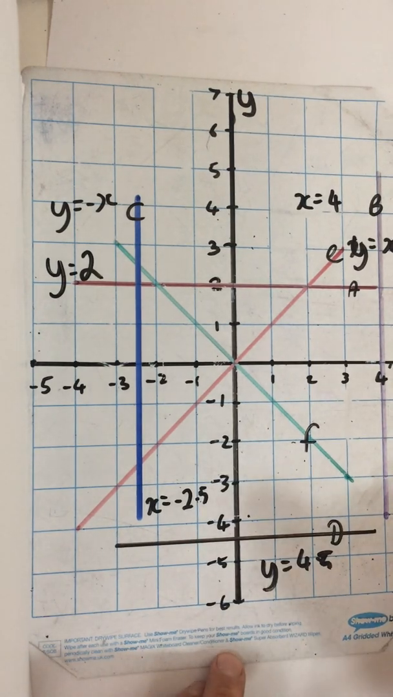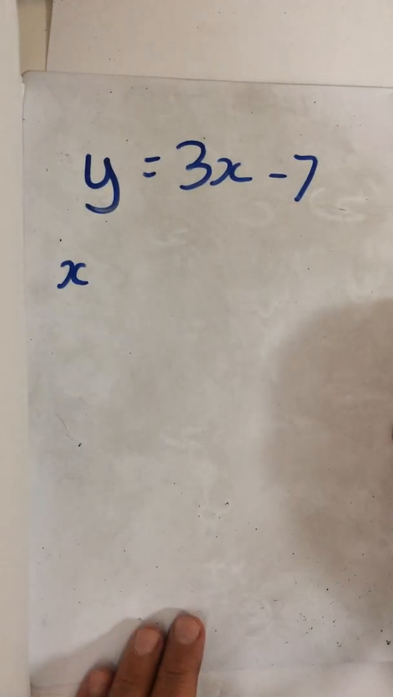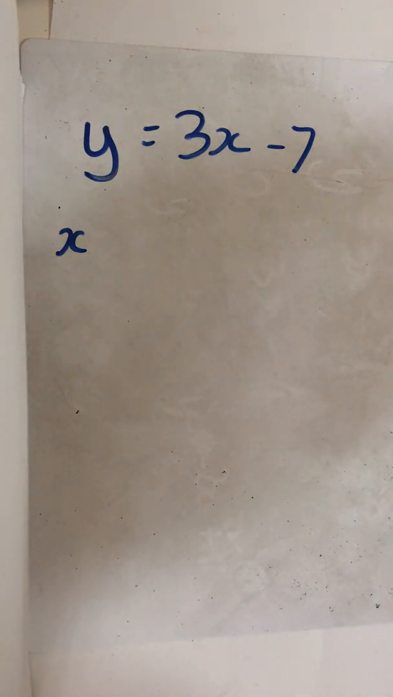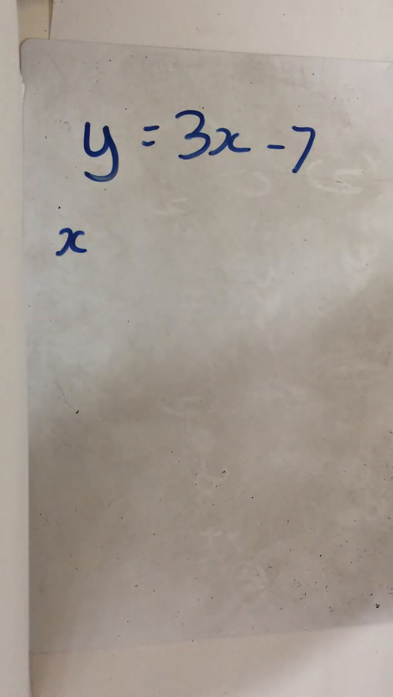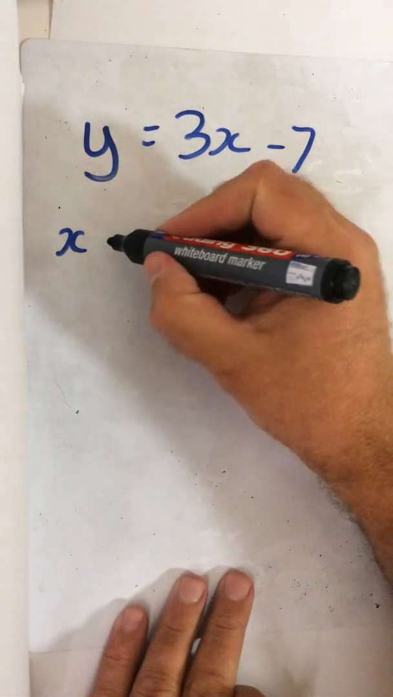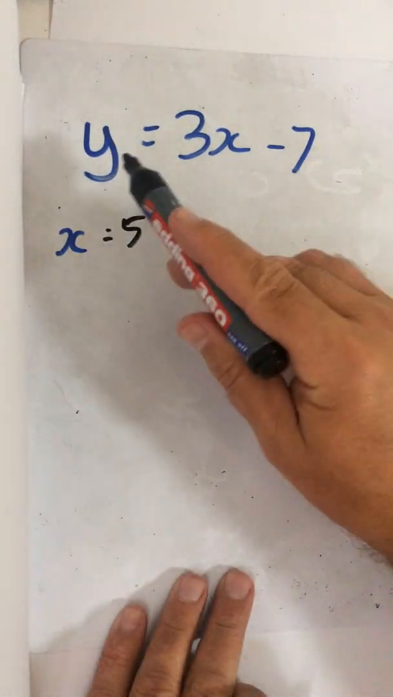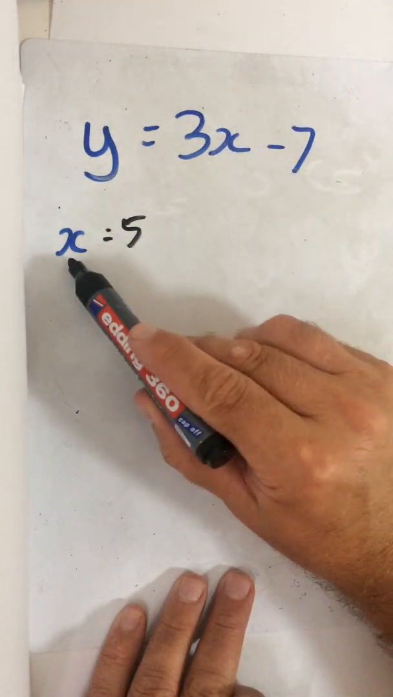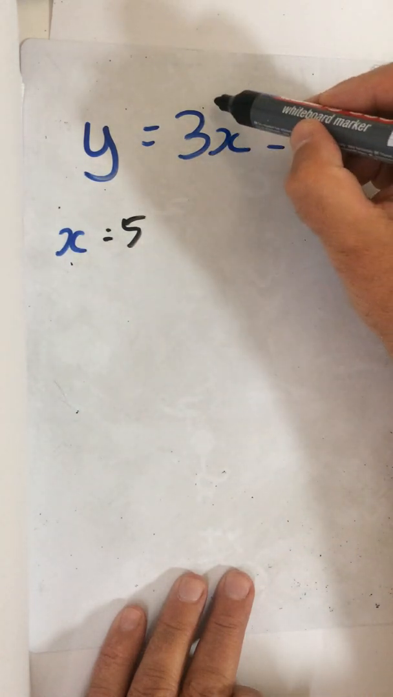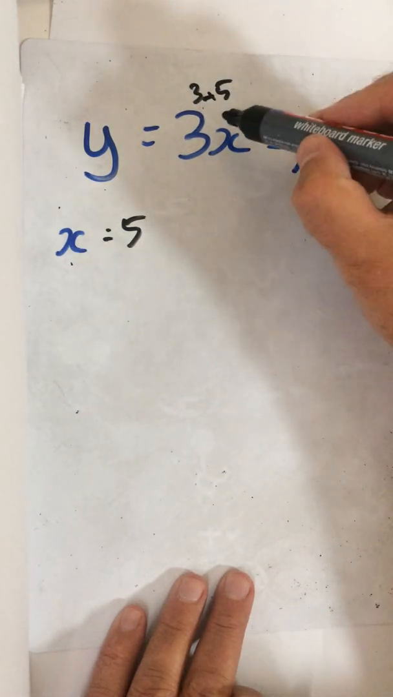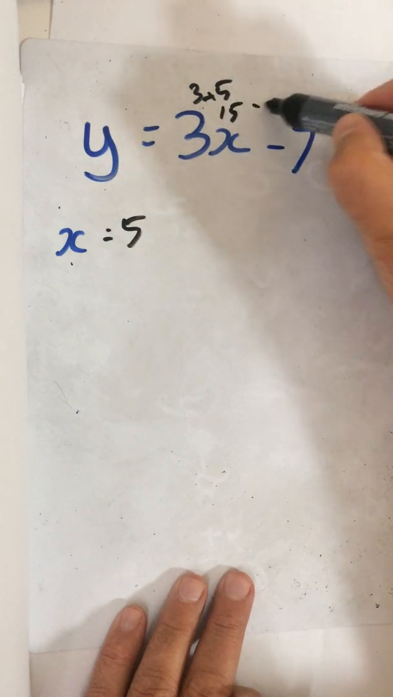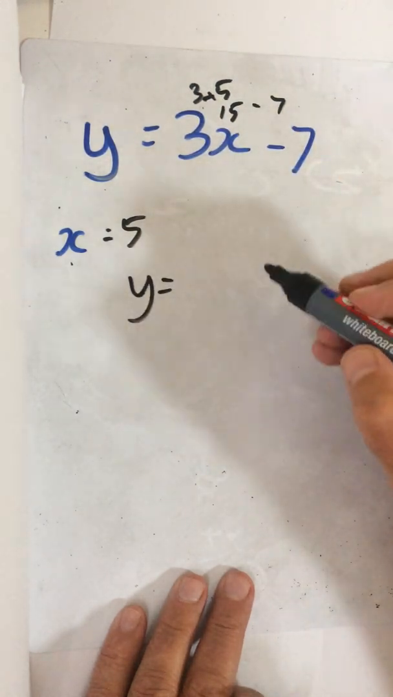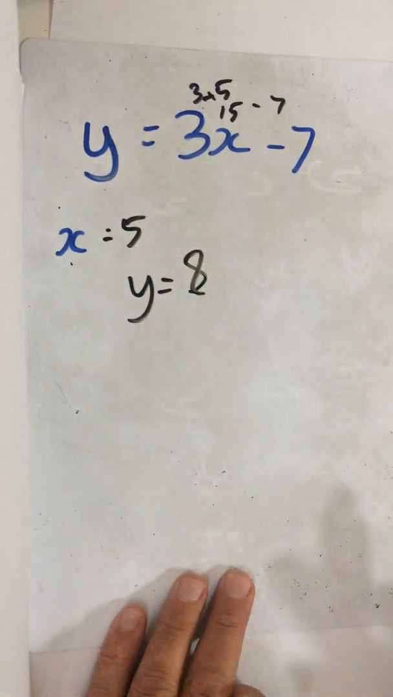Okay, right. And the other thing we need to be able to do is to do substitutions. So here we have an equation. If the value of x is equal to 5, then what is y? That is just a straight substitution, isn't it? Because then this x becomes a 5, so this becomes 3 times 5. Yeah, 15 take away 7. So y is equal to 8. Hope everyone's clear with that.